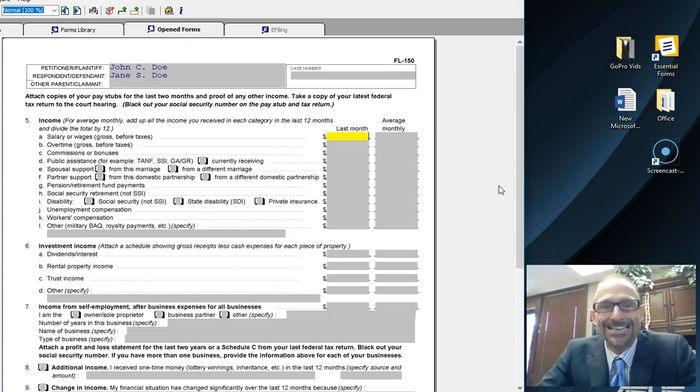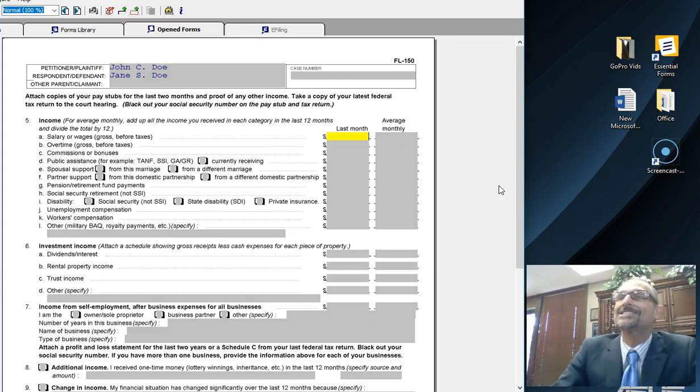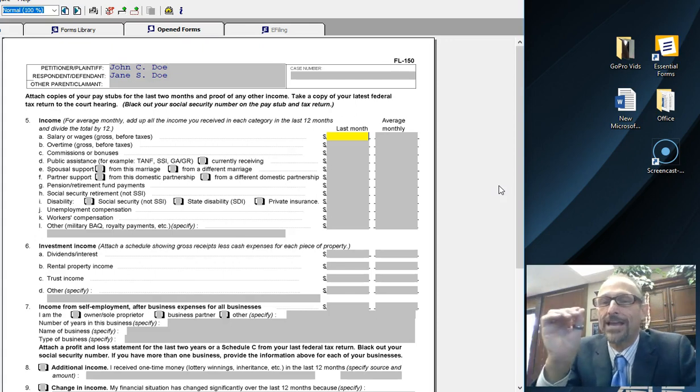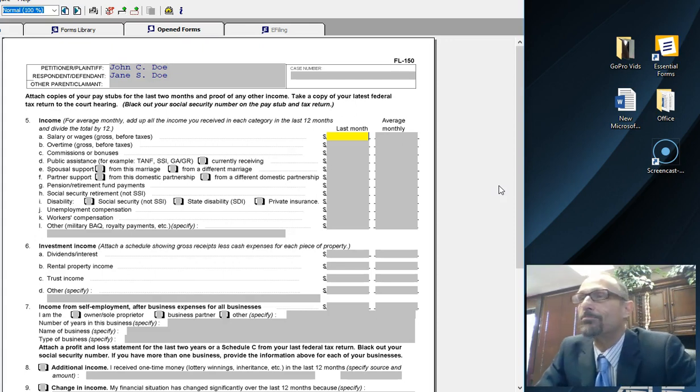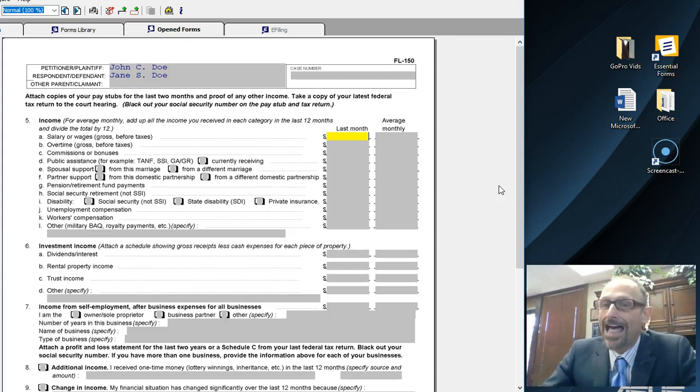Section 5, income. For average monthly, add up all the income you receive in each category in the last 12 months and then divide by 12. So under that first line where it says last month, it's asking you what your salary was gross before taxes for last month.